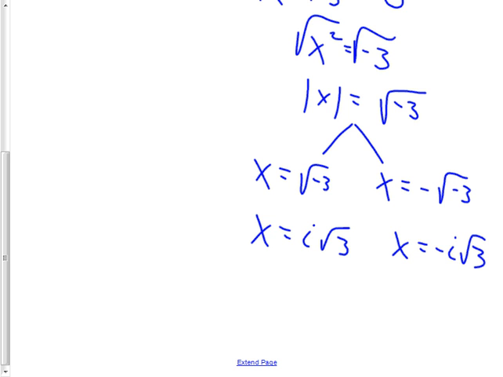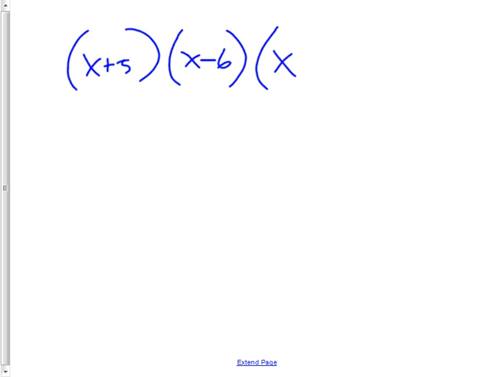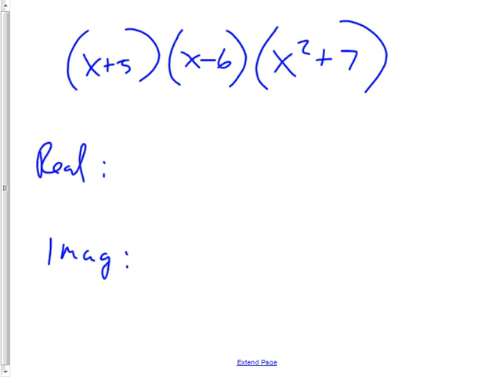I would like you to tell me if you get this on the test tomorrow. What the real roots are and what the imaginaries are. And I'm going to come around and see if you know what you're doing. So we had -5 for this one, and for this one we had 6. And then the imaginaries, we had to take this part right here, and I'm going to do it the faster way. X squared is equal to -7.